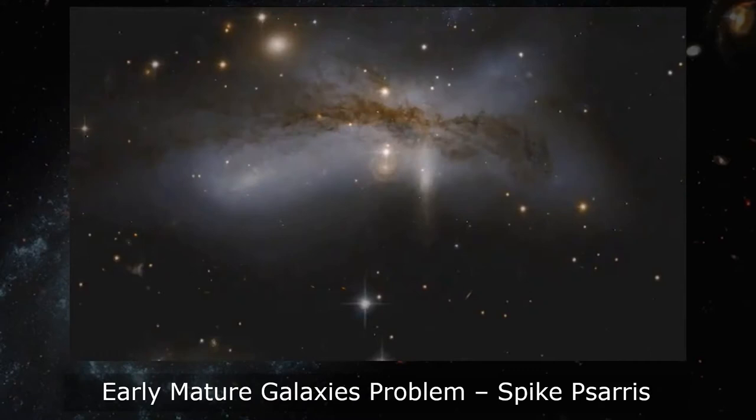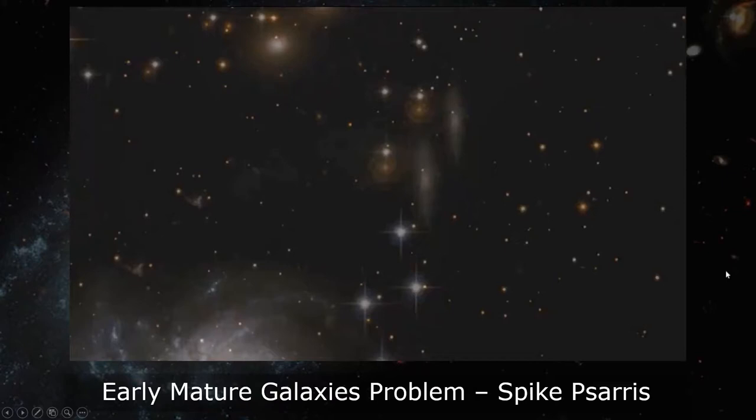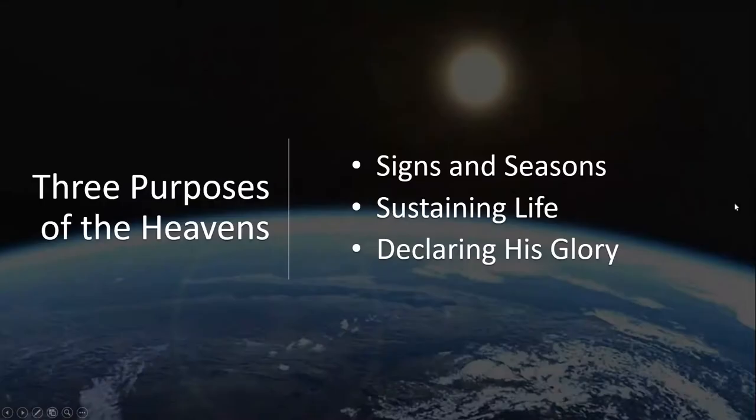Okay, hopefully you understood some of that. The farther we look into space, we see the mature galaxies just like those up close. And we'll get into the light time travel issue in a few weeks. So now it transitions to the three purposes of the heavens: signs and seasons, as the Bible teaches, sustaining life, the sun, and declaring his glory.